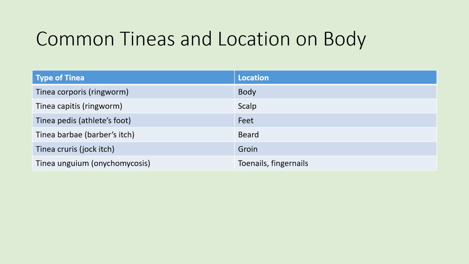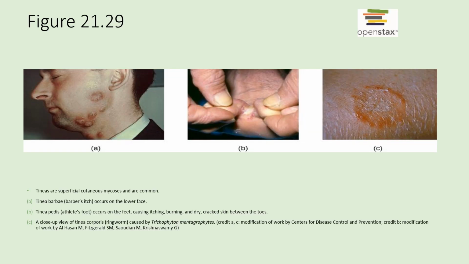Common names for the Tinea or the ringworm and where they're located in the body. Tinea corporis is known as ringworm. It's throughout the body. Tinea capitis is ringworm that's found on the scalp. Tinea pedis is known commonly as athlete's foot. Obviously, it's found on the feet. Tinea barbae is barber's itch. If somebody has a beard, it's typically around that area. Tinea cruris is jock itch in the groin area. And Tinea unguium is the toenails or the fingernails. So it can be found, obviously, different species, different areas, different names.